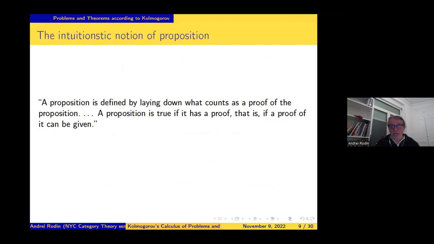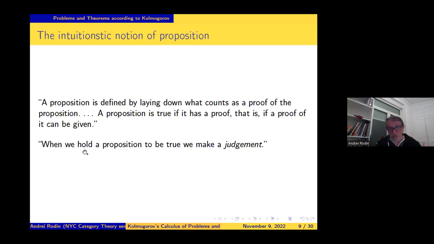So I just quote something that Per Martin-Löf says in this book. He says: a proposition is defined by laying down what counts as a proof of the proposition. A proposition is true if it has a proof, that is, if a proof of this proposition can be given. So certainly that's not the classical notion of proposition, where people say Frege stressed its independence of epistemic issues. That is an epistemically laden notion of proposition, which is this intuitionistic notion.